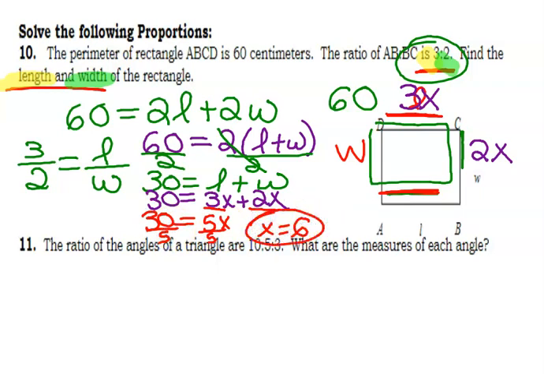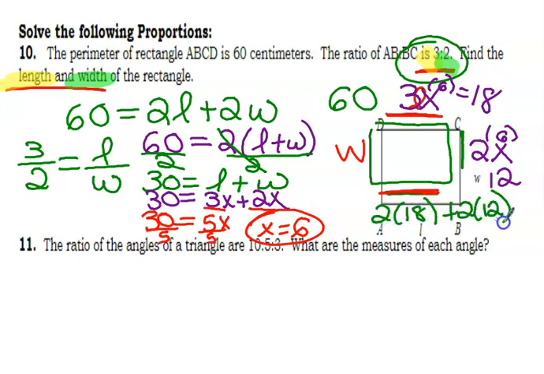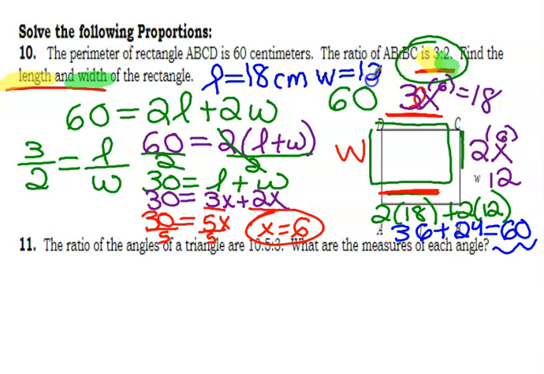Plug it back in. 2 times 6 is 12. 3 times 6 is 18. Well, by golly, let's see if this works. So I have 2 times 18 plus 2 times 12. I'm just checking that I got the right answer. It's like insurance. You don't want to use it, but you're glad when you have it. So 36 plus 24, well, by golly, that's 60. Woohoo! So my length, if you missed it, is 18 centimeters and width is 12 centimeters.